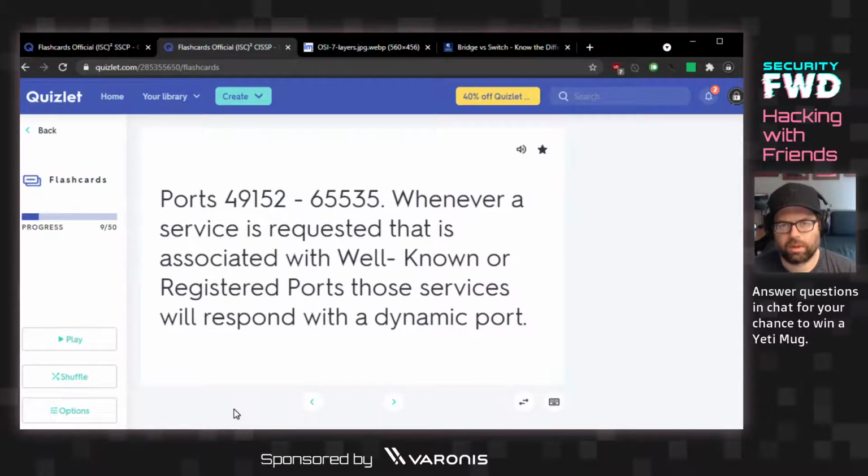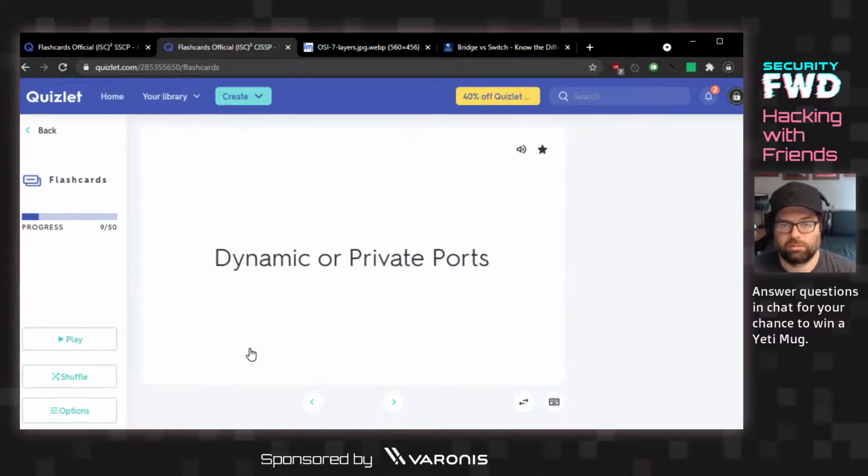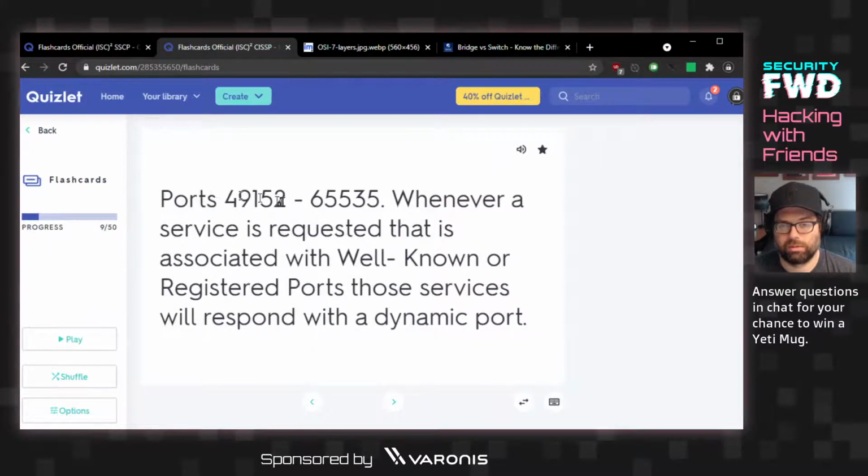All right. Whenever a service is requested that is associated with well-known or registered ports, these services will respond with a dynamic port. It's requested with a well-known, dynamic or private ports. Yeah, these are just unassigned. So if you want to do something fun with ports, look up port knocking. It sounds like something bad, but it's not. It's really just like a signature system for getting SSH in to systems.